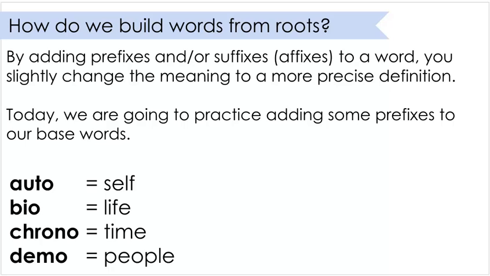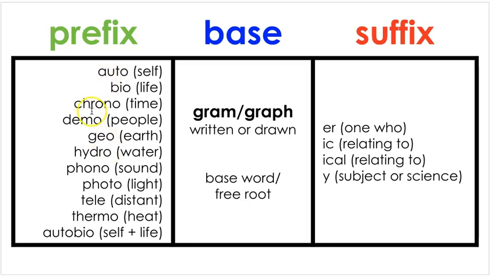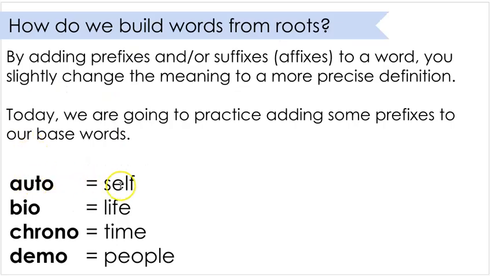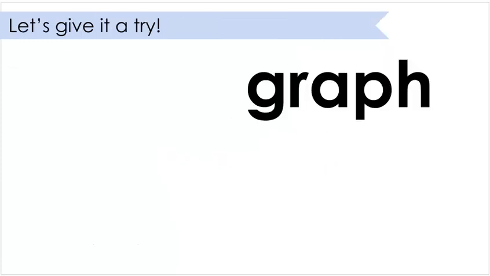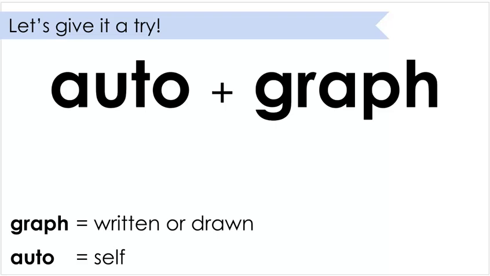So this week, today for lesson 1, we're going to look at the first 4 prefixes. We have those right here. We have auto, which means self, bio, which means life, chrono, which means time, and demo, which means people. And as a reminder, gram and graph, written or drawn. So let's give it a try. We're going to start with the word graph, and we're going to add the prefix auto. Now, if we put those together, what do you think our word is?